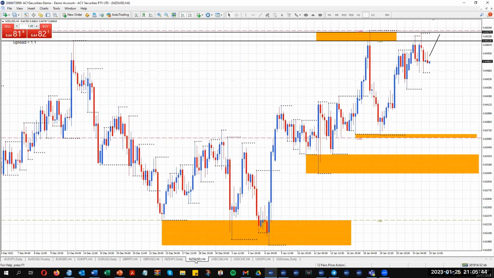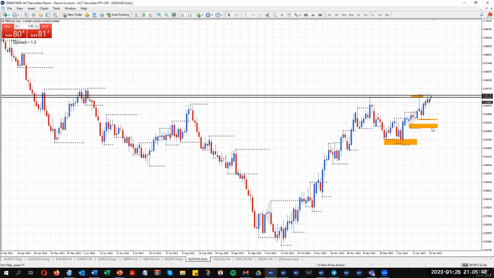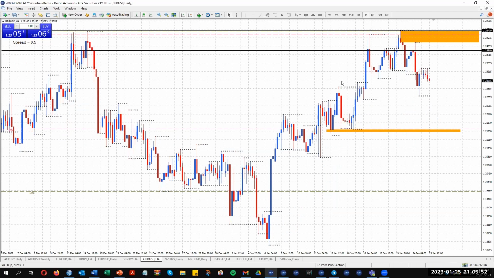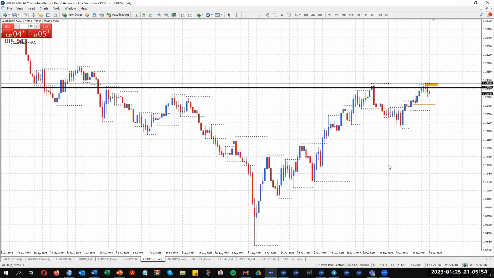New Zealand dollar for one, pound dollar on another, pound dollar up there. Again, this could be the high of the year. We could go all the way back down here. I know this seems like so far away that we could never get down there this year.